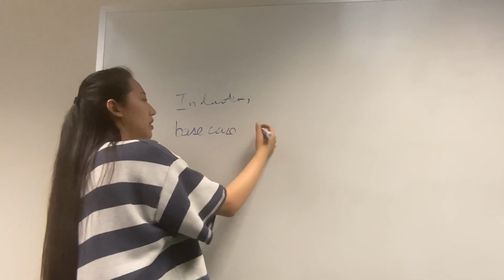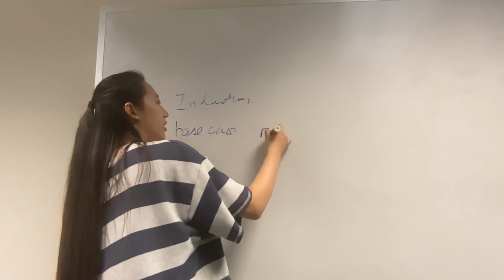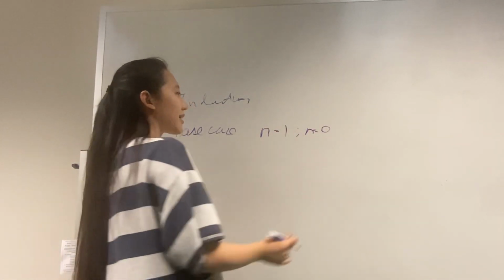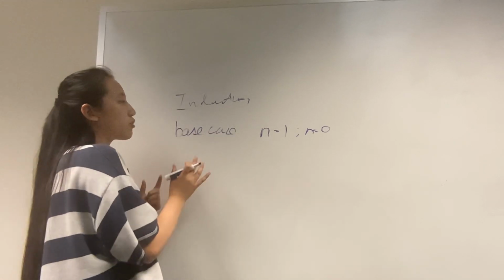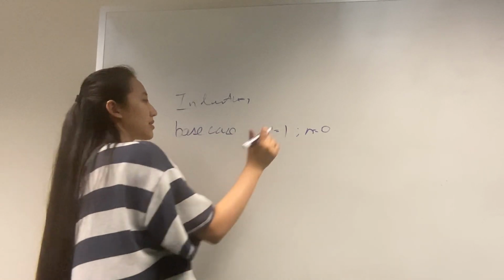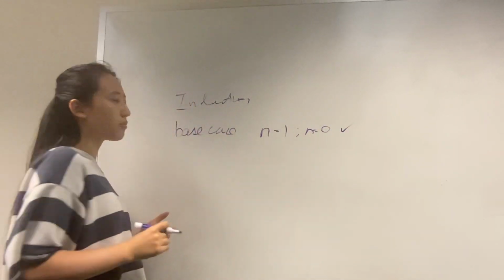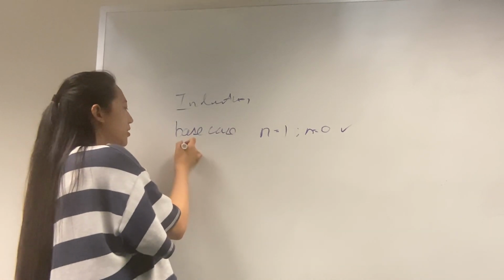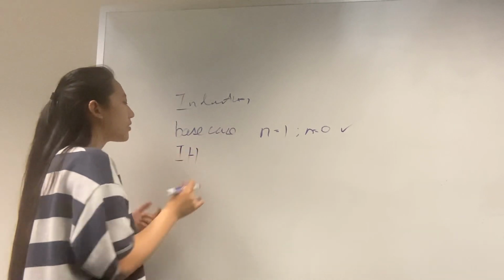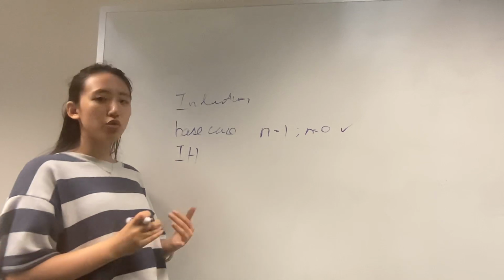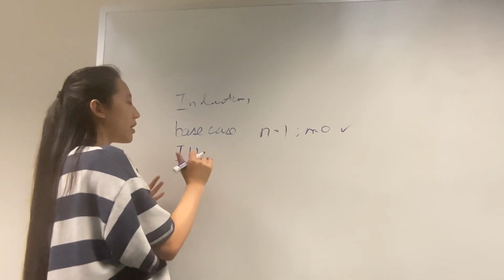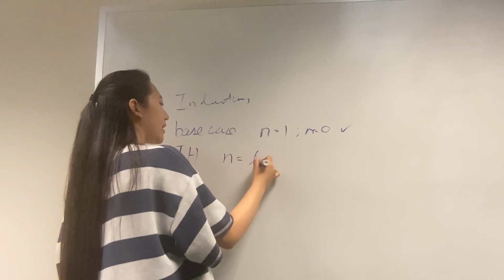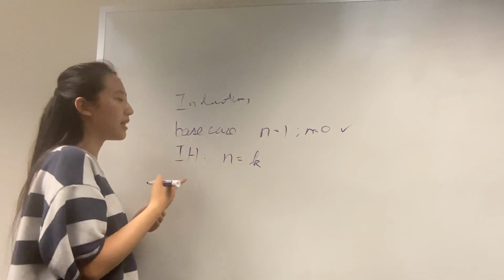The smallest step of, say, n equals 1 or n equals 0, depending on the context. If this statement holds true at the base case level, then you proceed with the inductive step. To do so, you first have an inductive hypothesis. That is, you assume that the statement holds true for some k, some smaller k less than n.